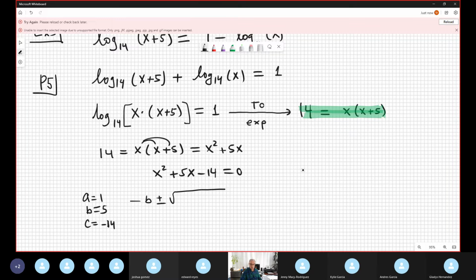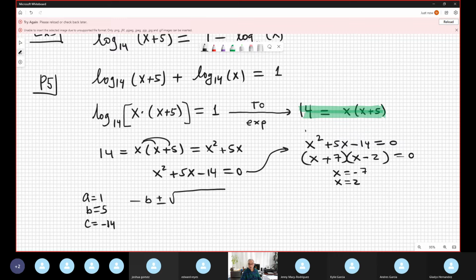Okay, now Gladys, remember my recommendation. When you have a quadratic equation, you spend 2 seconds to see if it's possible by factorization or no. If in 2 seconds you don't find the key to open the door, you go to the quadratic formula, which is safe. It's 7 and 2, because 7 times 2 is 14 and 7 minus 2 is 5. Plus 7 and minus 2. One solution is negative 7, another solution is positive 2.